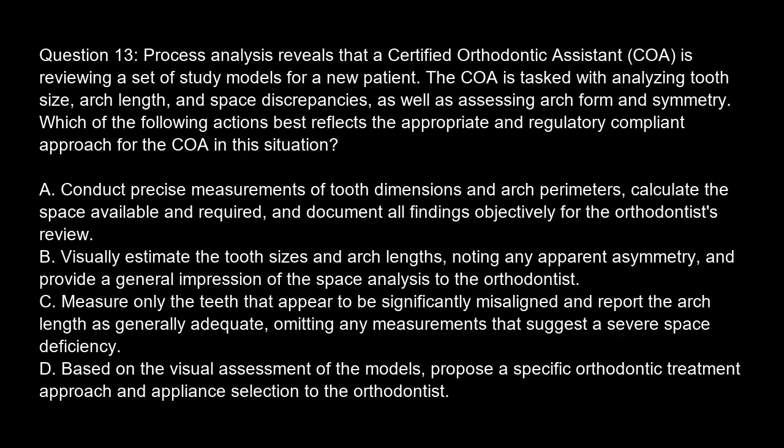Option B. Visually estimate the tooth sizes and arch lengths, noting any apparent asymmetry, and provide a general impression of the space analysis to the orthodontist. Option C. Measure only the teeth that appear to be significantly misaligned and report the arch length as generally adequate, omitting any measurements that suggest a severe space deficiency. Option D. Based on the visual assessment of the models, propose a specific orthodontic treatment approach and appliance selection to the orthodontist.